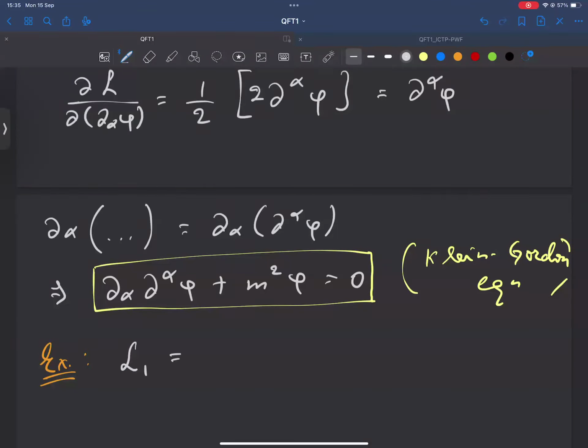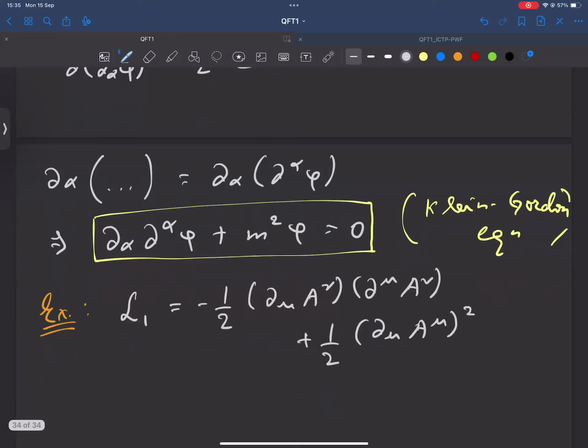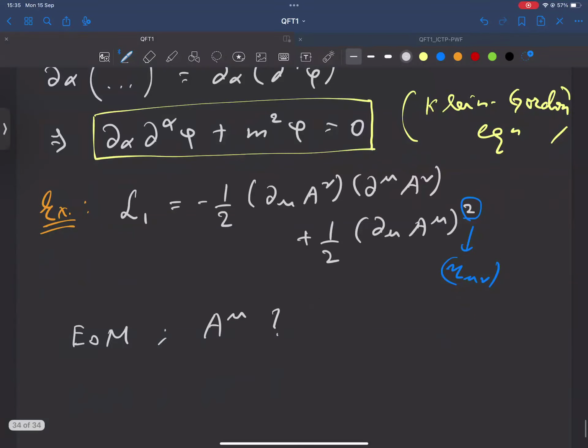So we will consider the Lagrangian defined like this, plus half del mu a mu square. Okay. So whenever you see a square, another trick, it's better to write it down in terms of the metric. Okay. So that you get all the indices correct. So you can expand the square out. And then the exercise is to find the equations of motion for this vector field a mu. Okay, so use the Euler-Lagrange equation and do that.